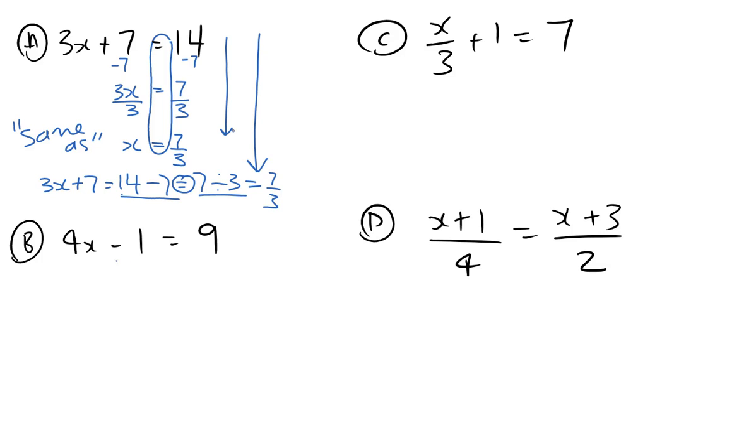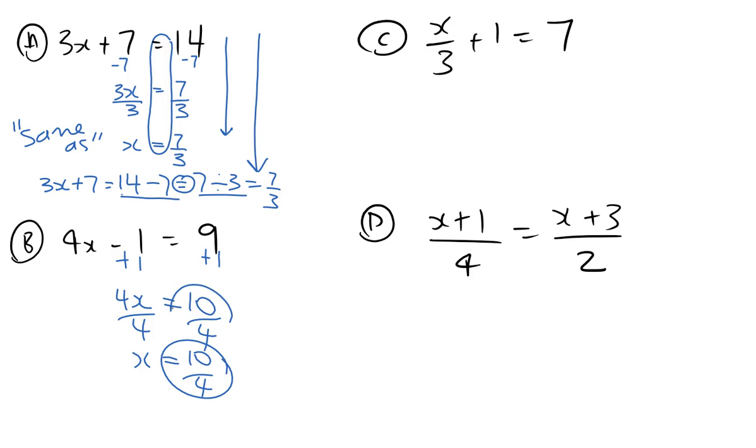Add the 1. So I'm left with 4x equals 10. Then, and see how I put them as fractions, because that there is actually my answer. 10 over 4 is my answer. Just like up here, 7 over 3 was my answer. Okay. Sometimes trying to make it a decimal might be a little bit tricky, or you might make a mistake. So just leave it as that.